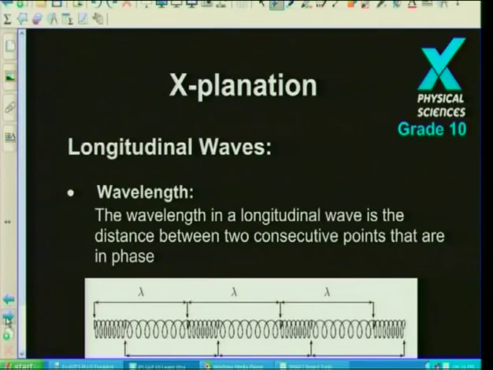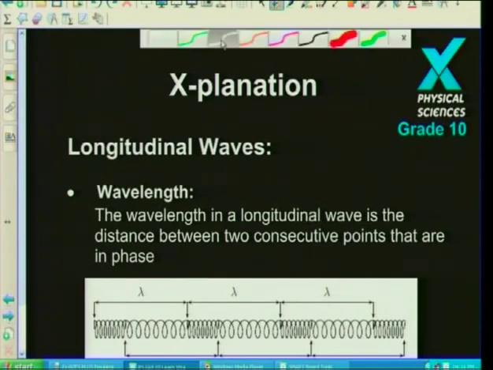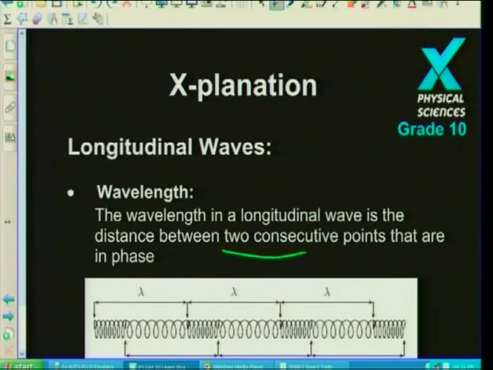Now, things get a little sticky with a longitudinal wave, because if we're looking at my diagram in particular, which isn't great, you're probably going, oh, wow, where do we find wavelength? First of all, we need to go back to how we defined wavelength as a transverse wave, because that's really important. Remember, wavelength is the distance between two consecutive points in phase.